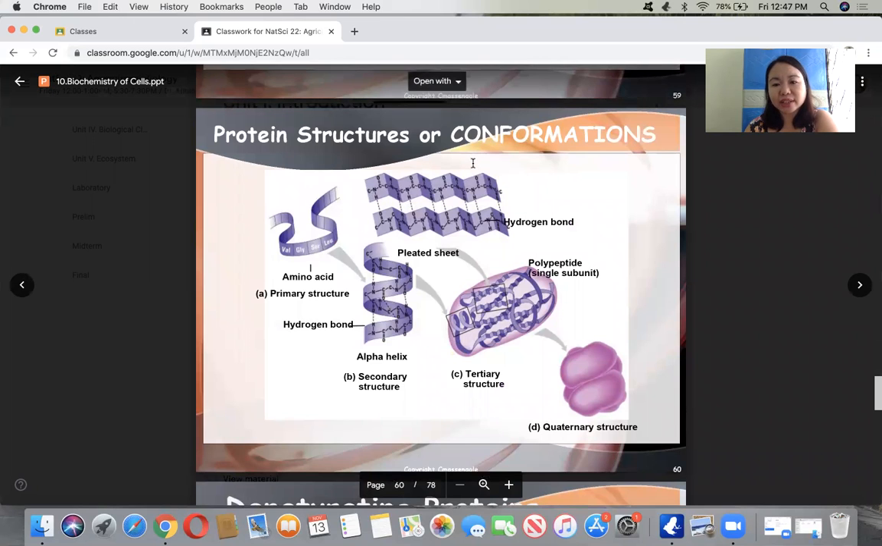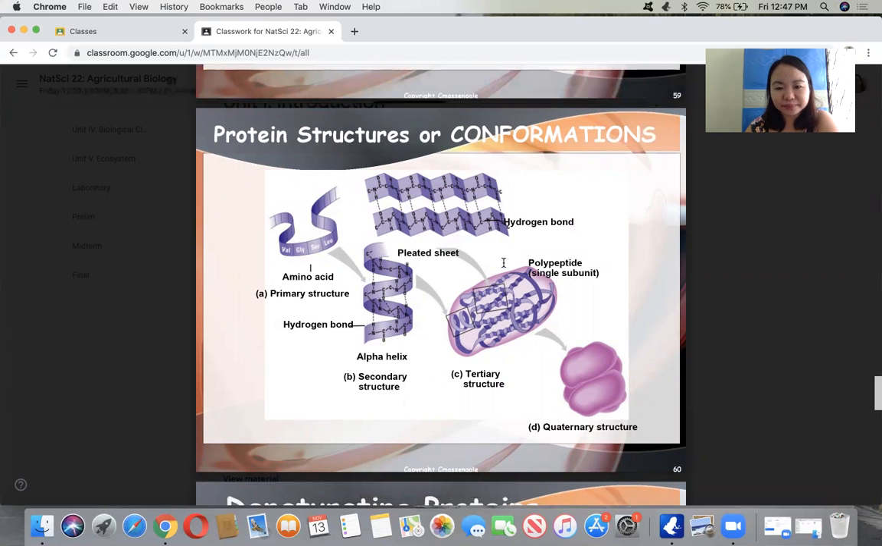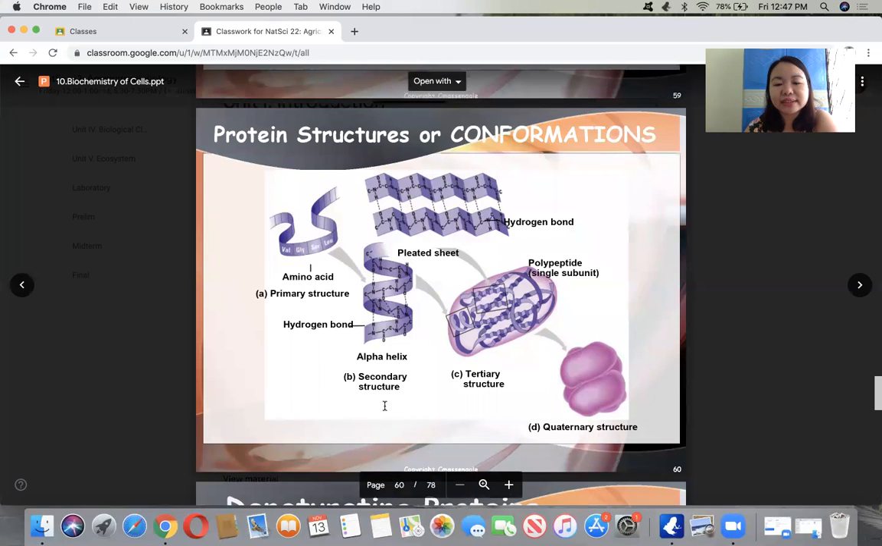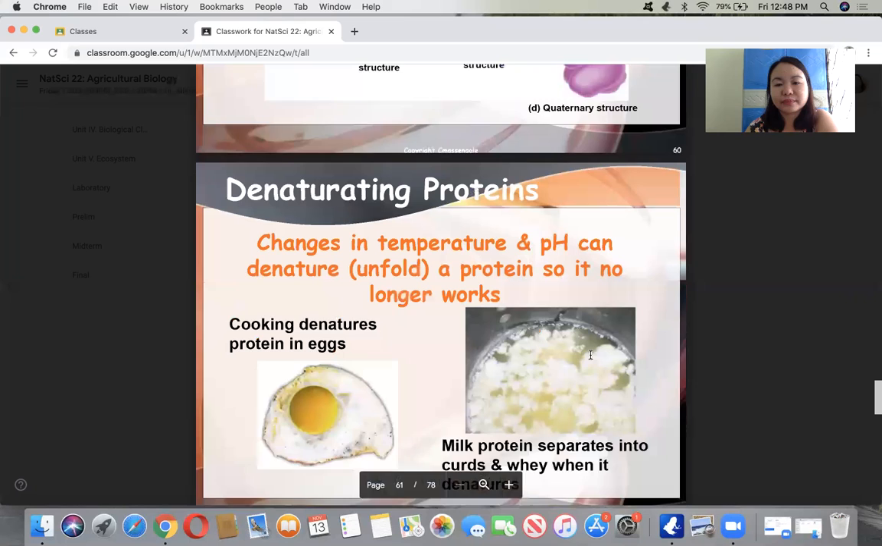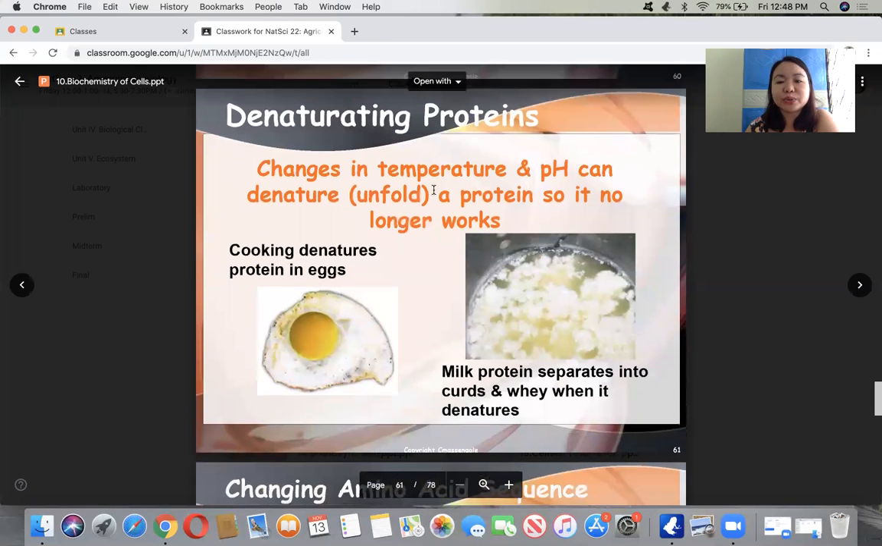So for protein structure, or conformations, as you can see here, the amino acids in the primary structure form hydrogen bonds, alpha helix, and pleated sheet. A polypeptide is a single subunit. From the secondary structure, with the hydrogen bonds, they form into the tertiary structure and the quaternary structure.